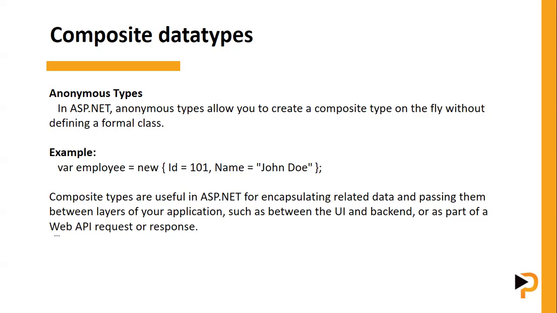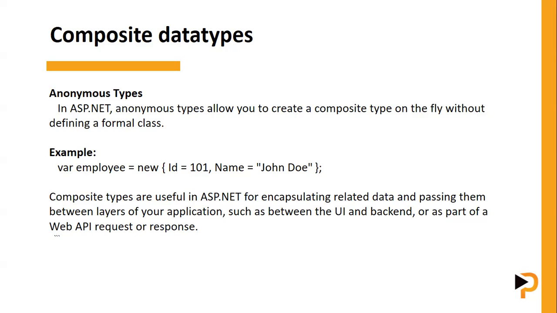Composite data types are useful in ASP.NET for encapsulating related data and passing it between the layers of your application, such as between UI, backend, middlewares, APIs, and DTO classes. It is really difficult to transfer the data if you are using the elementary data types.